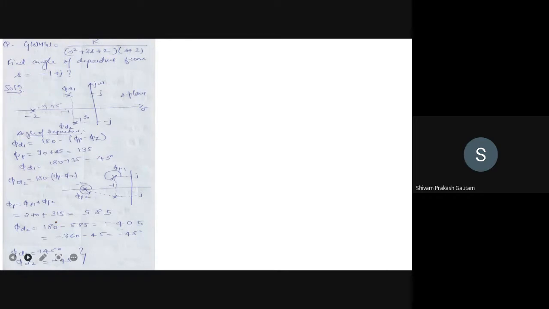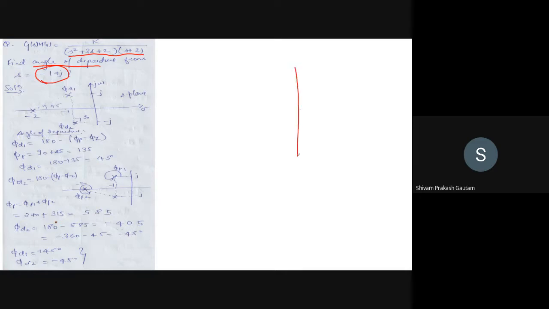So you can say that we are having the next problem. Open loop transfer function has been provided: K upon (s square plus 2s plus 2) into (s plus 2). Find the angle of departure from -1 plus j. So you can see we are having complex conjugate poles, which is given here.